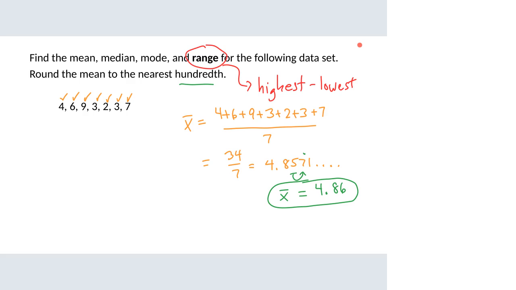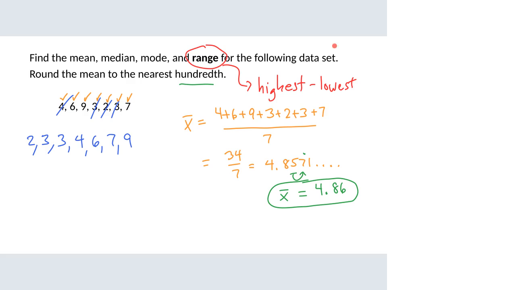So let's see. That'll be 2. I've got 2 3s. I'm going to write both of those. A 4, a 6, and then a 7, and then a 9. Oh, nope, I made a mistake there. So now we've got them written in order. Now we can look for the median.